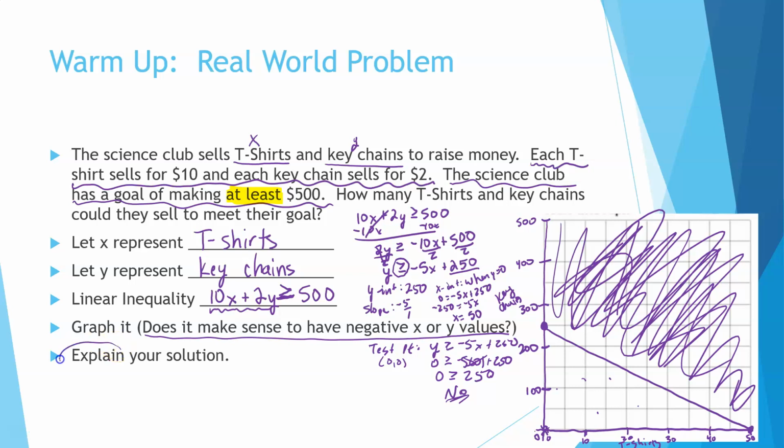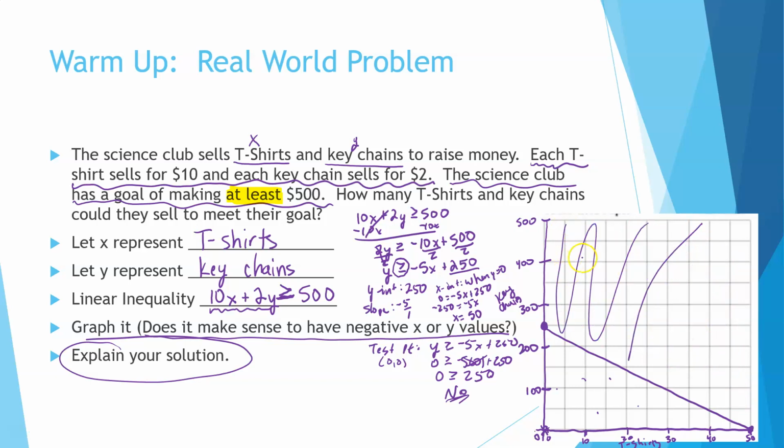But then understanding what your graph means, explaining your solution, is the key. What this means is I can sell any combination of t-shirts and keychains that falls up in the shaded region, or that falls on the line since the line is solid. So for example, if I sell 0 t-shirts and 250 keychains, that meets my goal of raising at least $500 because it falls on the line and the line is solid. If I sell 50 t-shirts and 0 keychains, I meet my goal of making at least $500.